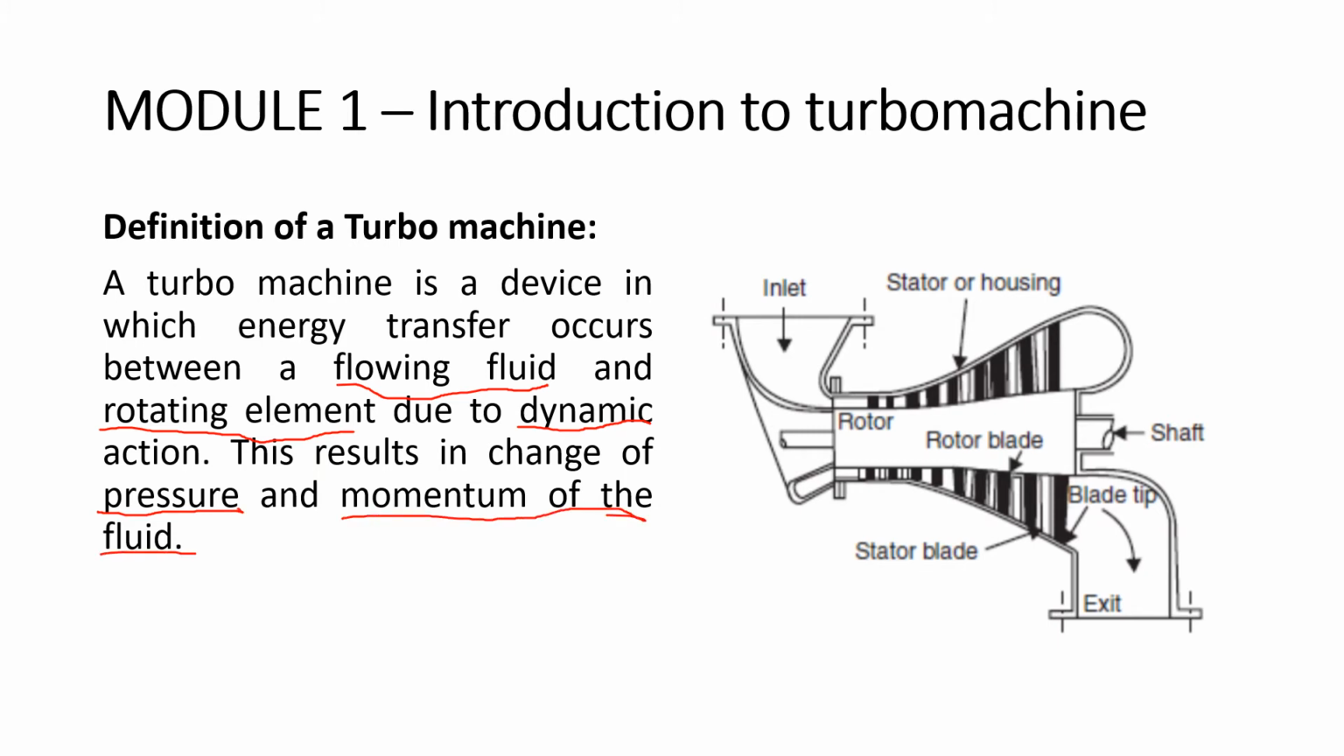So this is the generalized definition of the turbo machine. If you refer to different textbooks, they give different definitions, and the most acceptable definition is what you are reading now. I'll just repeat. A turbo machine is a device in which energy transfer occurs between a flowing fluid and a rotating element due to dynamic action. This results in change of pressure and momentum of the fluid.